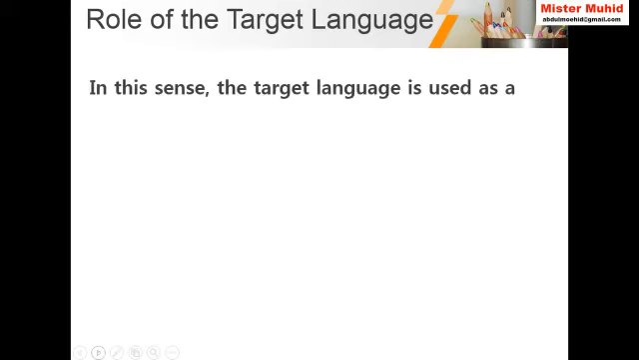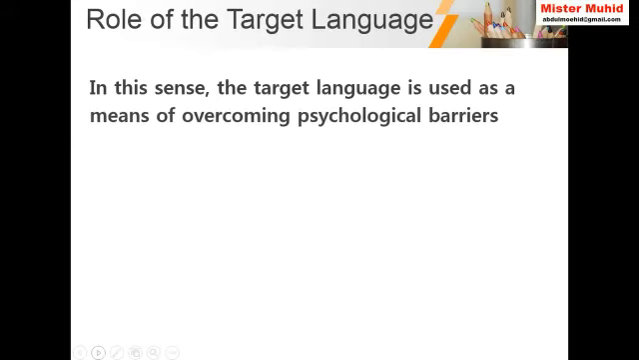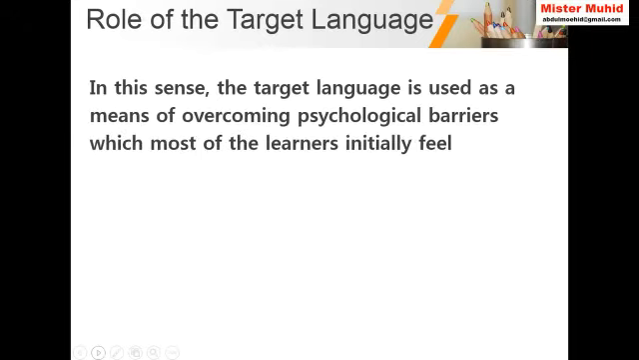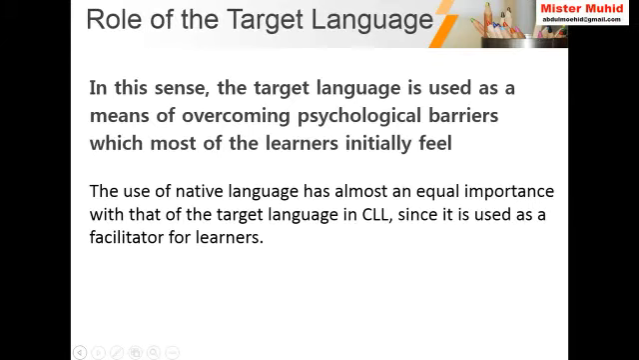And then what about the target language? In this sense, the target language is used as the main activity for the learners to study. The target language is used after they use their mother language, as a means of overcoming psychological barriers. Okay, this one is the role of the target language.